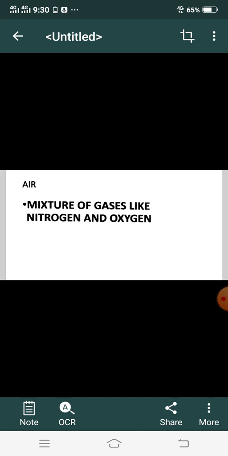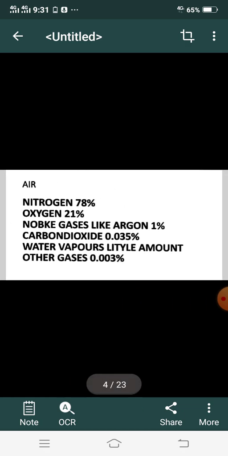There are several examples of mixture around you. For example, air is a typical example of mixture. Your sea water is also a typical example of mixture. Now, what is the composition of air? By composition, it means which things contribute to make 100% air.